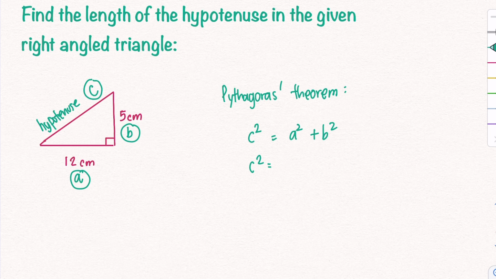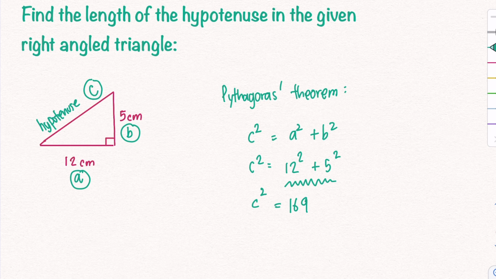A squared, I've labeled 12 as A. So I'm going to write 12 for A. And plus B squared, B is 5, so 5 squared. Then I will do my calculation on the right-hand side of the equation. So use your calculator and say 12 squared plus 5 squared, and that equals 169. And this is equal to C squared.